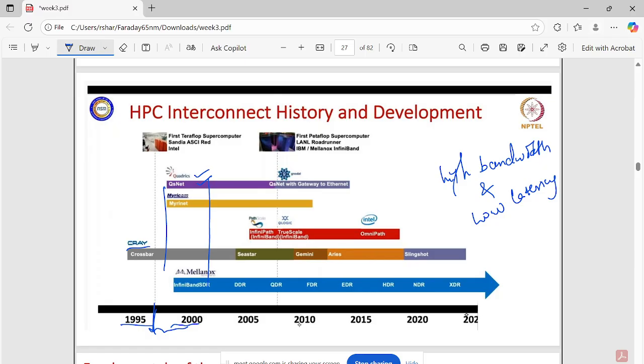Now, today, two companies are there, and InfiniBand is commonly used.